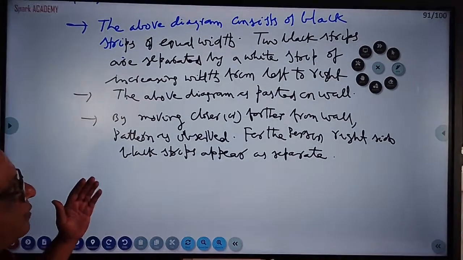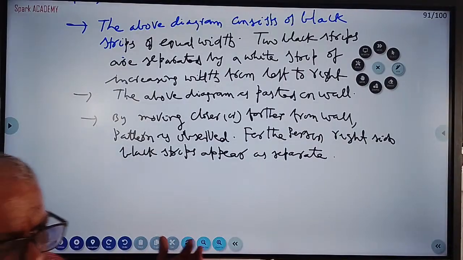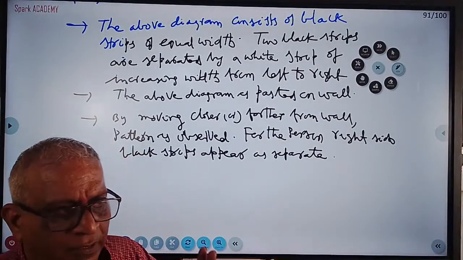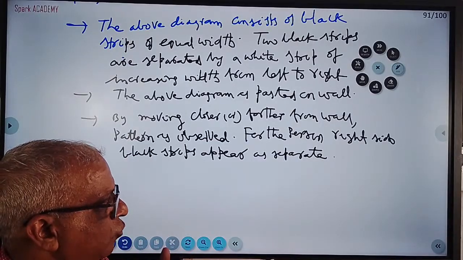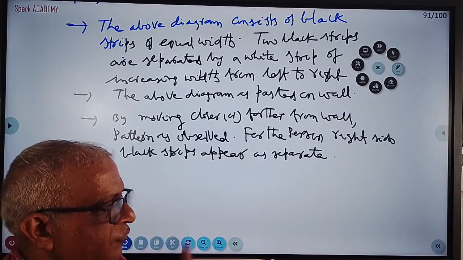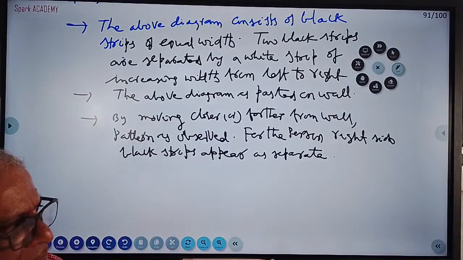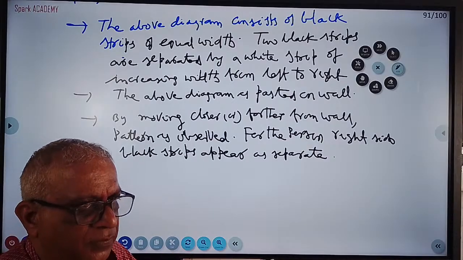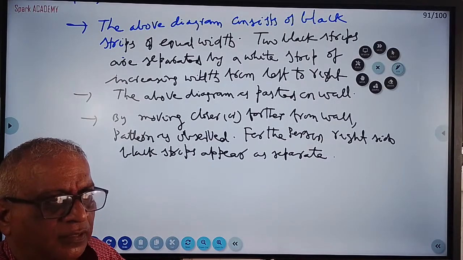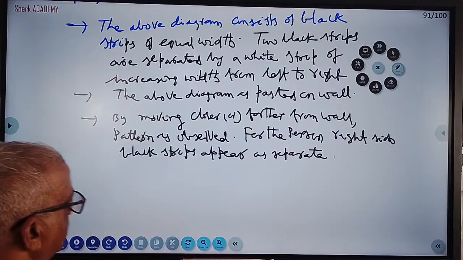On the left side, strips merge into one, but we are moving from left to right. You are moving closer to the wall and away from the wall, and from left to right. If you observe the pattern, the right side black strips are clearly visible compared to the left side strips. This is how you are finding the resolving power of the eye.